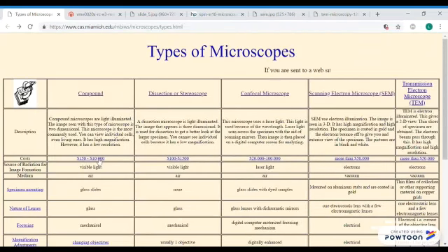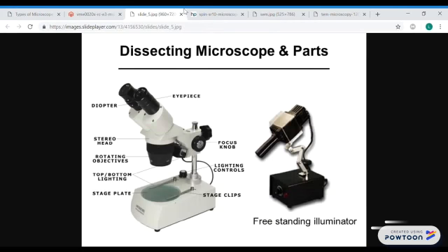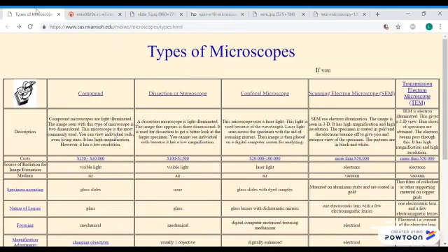Hello everyone, I'm Song-Sing. Now, do you wonder what the most common microscopes being used throughout the country are? The answer is the compound microscope, dissecting microscope, and confocal microscope. Now, do you wonder why the electron microscope is not that widely used by us?